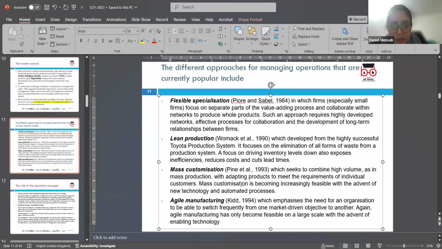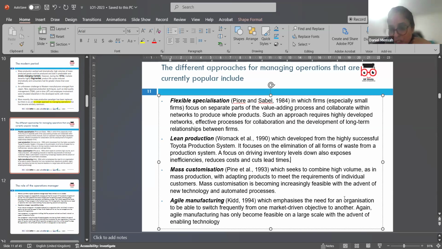Then agile manufacturing took place, because slowly the working environment and business were changing so fast and so rapidly, and customer demands and preferences for products were changing so rapidly. So they needed new and different products.